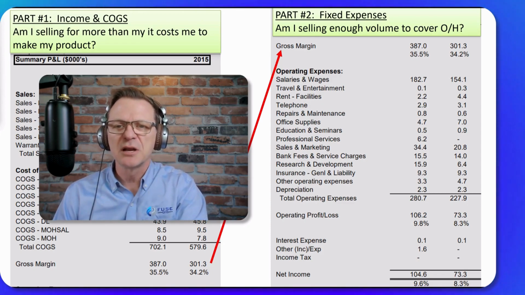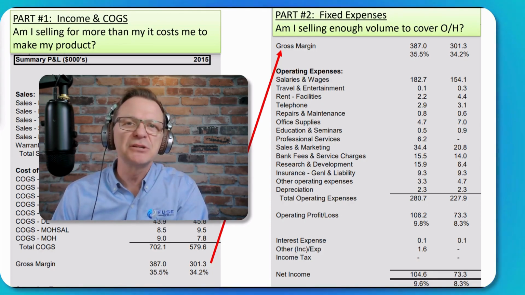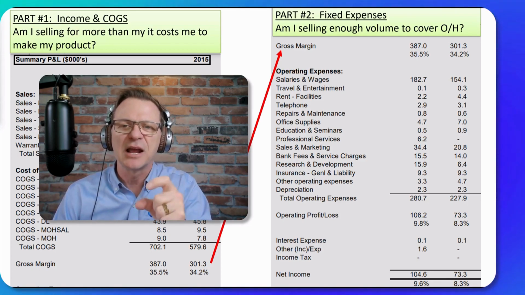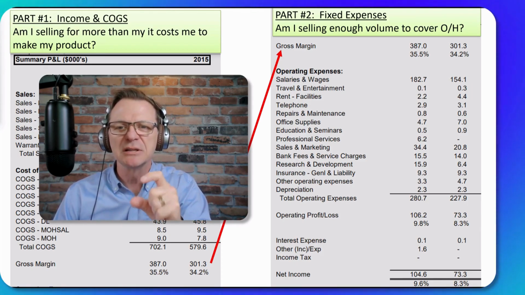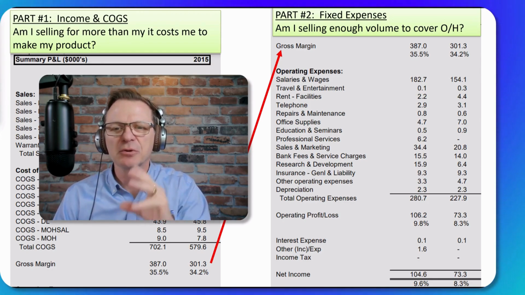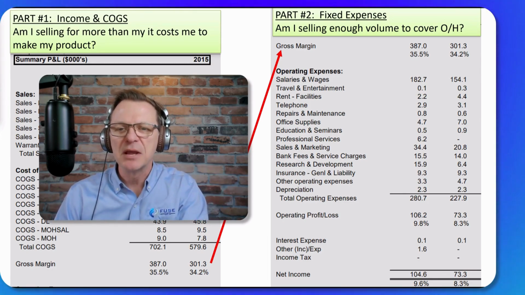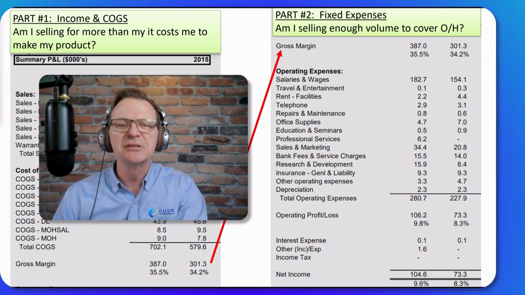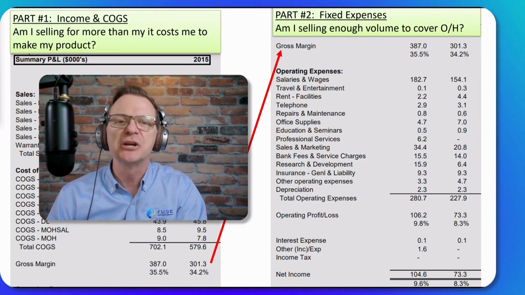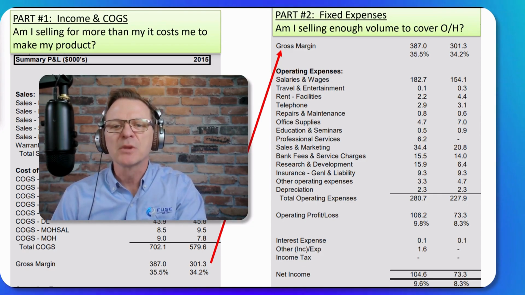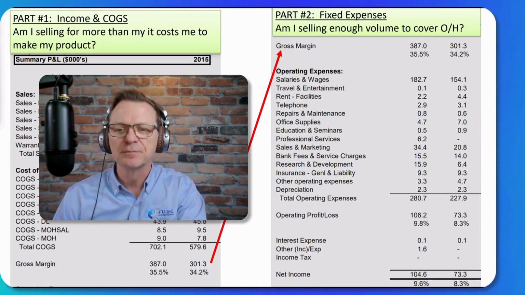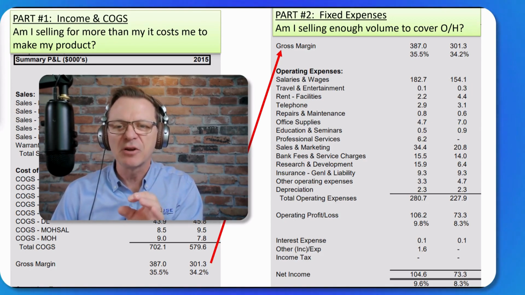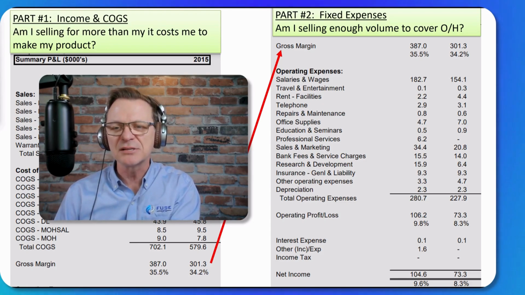Those include things like salaries and wages of the administration, of the CEO, of the people who are not involved in actually building the machines that they sell. Travel and entertainment, you understand that. Rent, telephone, maintenance and repairs, office supplies, all those are overhead expenses. And there you see depreciation. They did include depreciation in this particular overhead expense calculation. And at the bottom, then, we get our total operating expenses, and we can figure out our operating profit and loss.